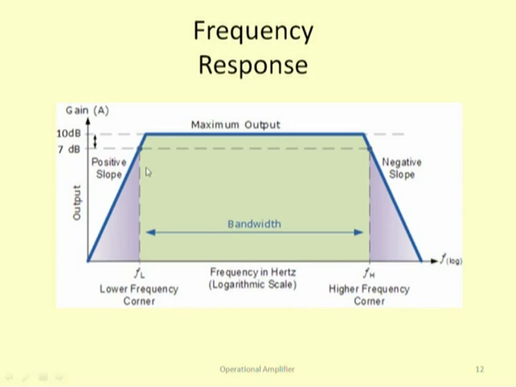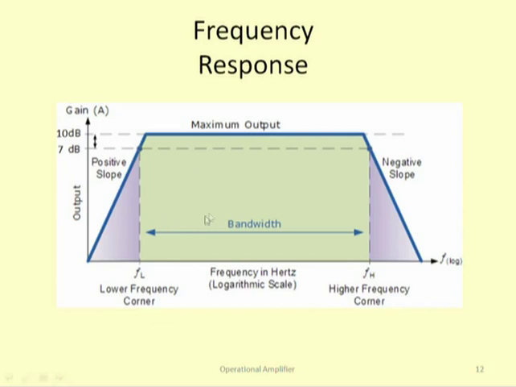If you find out the normal value, then you will come to know that at FL the gain is equal to 0.707 of the maximum value. And if you find out the corresponding power, then you will come to know that at FL the power is 1/2 of the power in the middle frequency range. So that's why FL and FH are also called the half power frequencies.